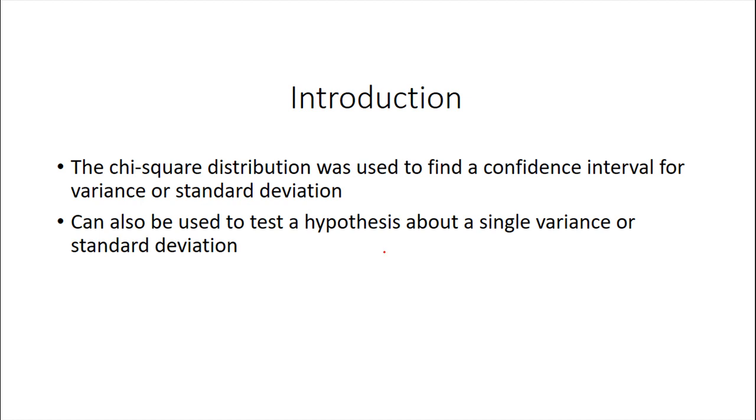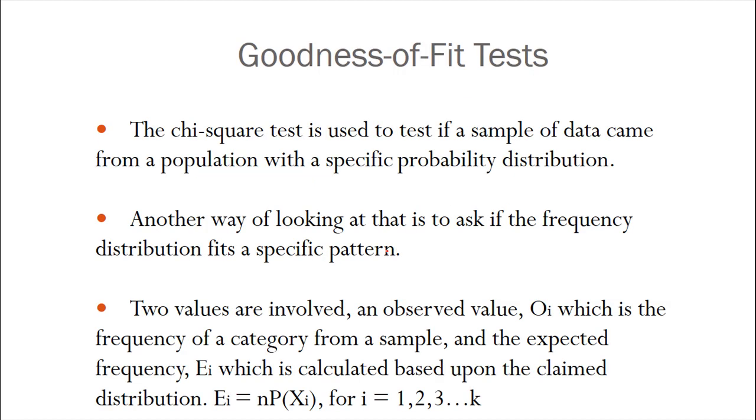For this course, there are several more uses of the chi-square test. The first one is goodness of fit. We can use the chi-square distribution for a goodness of fit test. As an introduction, the chi-square test is used to test if a sample of data came from a population with a specific probability distribution. Another way of looking at that is to ask if the frequency distribution fits a specific pattern.